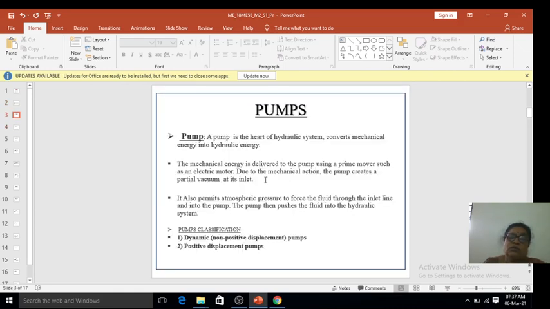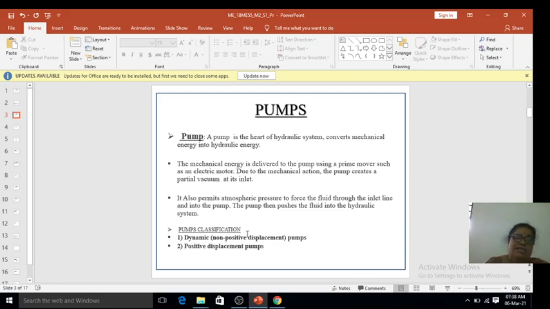As I told, the pump is the heart of the hydraulic system, which converts mechanical energy into hydraulic energy. The mechanical energy delivered to the pump is usually used to run the prime movers. It also permits the pressure to force the fluid through the inlet line and into the pump. The pump then pushes the fluid into the hydraulic system.